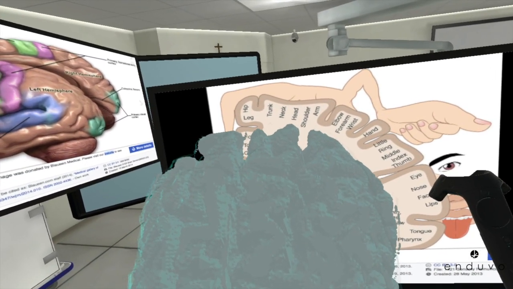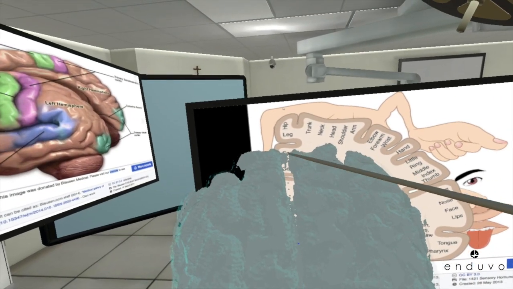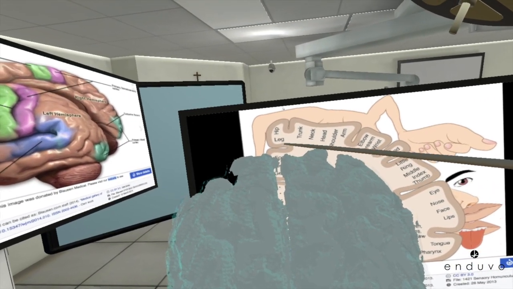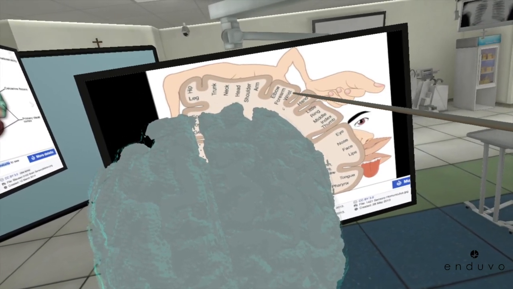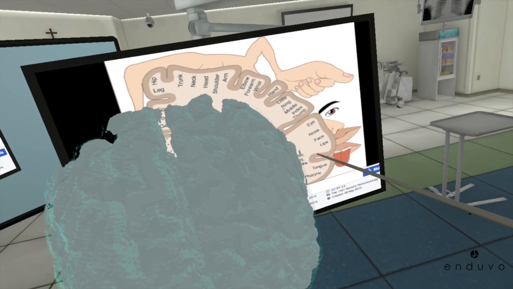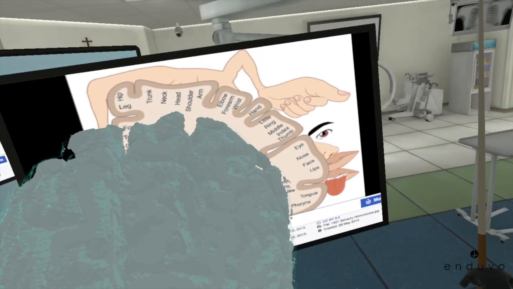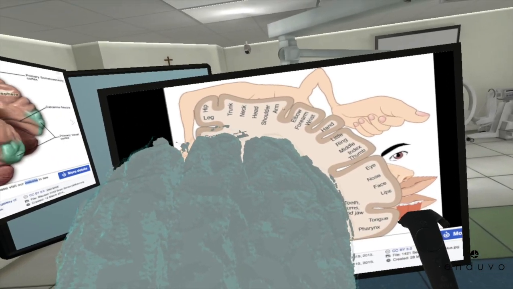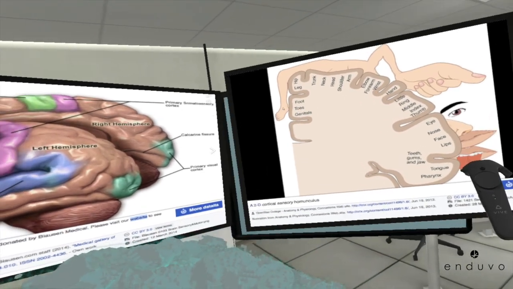As we overlay it, you can see that the foot and leg regions are on the midline here, and then we go out to the outside where we have the hand and fingers here, and then when we go down to the side of the brain, we have the lips and tongue. Okay, so that's the homunculus. We have a sensory homunculus and a motor homunculus. The particular one shown here is the sensory homunculus.